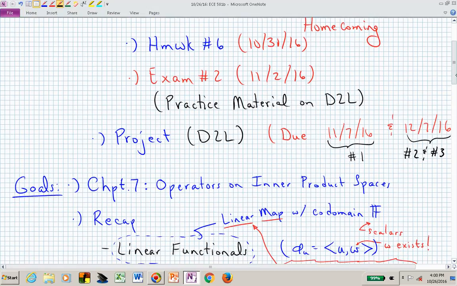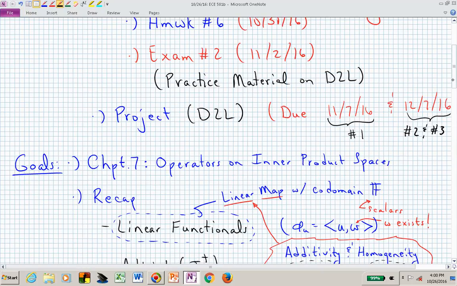And we will talk about that, but essentially it's the material since exam number 1 that will be covered, and maybe the first part of chapter 7 on adjoints might be included in exam number 2, but that's about it. So maybe some of today's won't be on there.